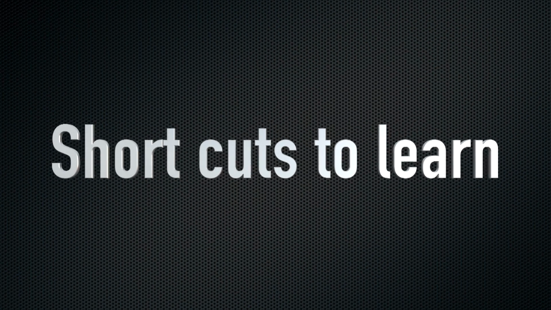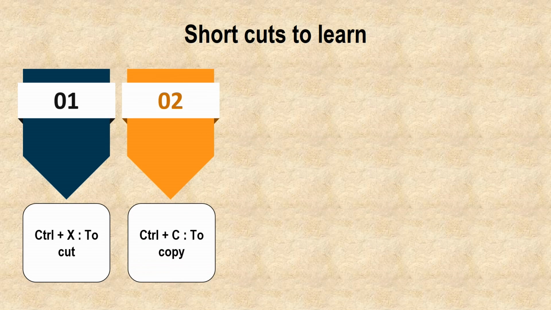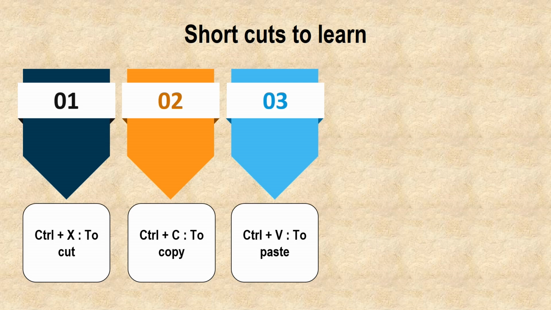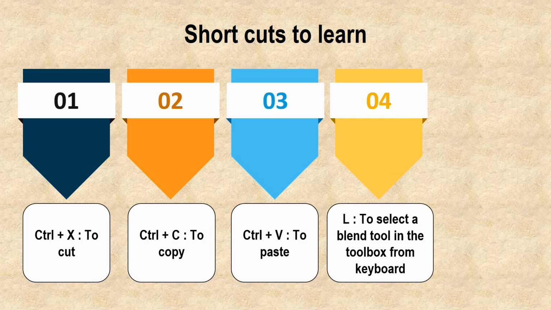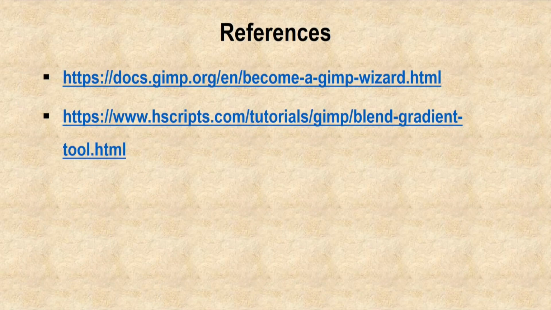These are some of the shortcuts that you can make use of while using the GIMP software. Ctrl+X is used for cut, Ctrl+C is used for copy, and Ctrl+V for pasting certain objects. Capital L is used for directly picking the blend tool from the toolbox. Capital P is used for selecting the paintbrush tool from the GIMP toolbox. Further, the learner can learn in depth about the tools and various tool options from the given reference.